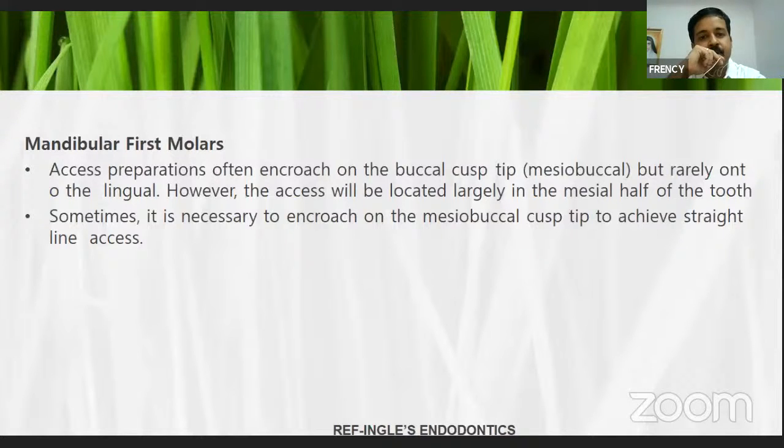That is, the access will be located largely in the mesial half of the tooth, and you have to slightly extend towards the mesiobuccal cusp to get the mesiobuccal canal. So even if the mesiobuccal canal orifice is a little bit more towards the buccal aspect, you can just widen that area only. That is called shamrock preparation. Just give a clover-leaf appearance to the access cavity, so that you can save much tooth structure.